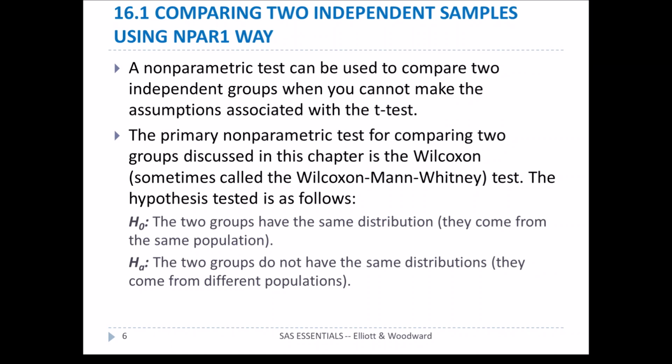So let's begin with section 16.1, comparing two independent samples using NPAR1WAY. A nonparametric test can be used to compare two independent groups when you cannot make the assumptions associated with the t-test. The primary nonparametric test for comparing two groups discussed in this chapter is the Wilcoxon or Wilcoxon-Mann Whitney test. And the hypothesis tested is as follows. The null hypothesis is that the two groups have the same distribution, that is, they come from the same population. And the alternative is that the two groups do not have the same distributions. They come from different populations.